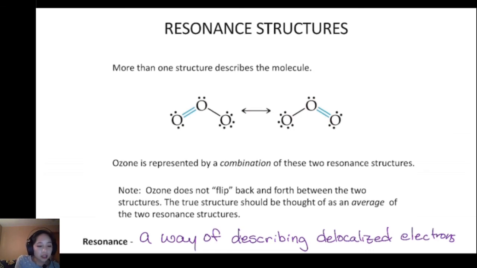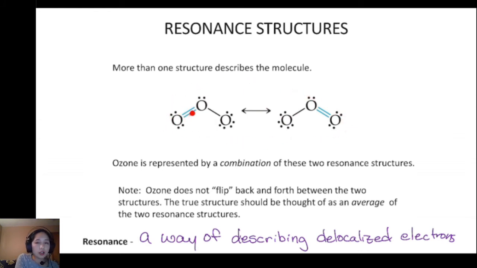So I'm telling you that both of these structures are correct. When ozone exists in our atmosphere, it is actually represented by the combination of these two structures. Both of these structures exist at the same time. That doesn't mean that the structure of ozone flips back and forth between these two. We're not seeing the double bond being over here or over here. What we actually see when ozone exists in our world is the average of these two structures.